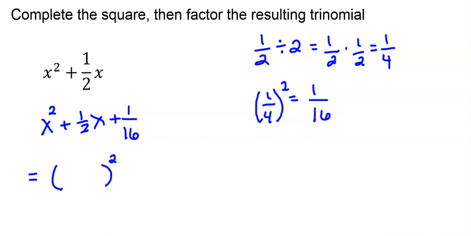The first term in the binomial is going to be x. That's where the x squared comes from. It's x times x. And to find the second term in the binomial, all we have to do is look back and see what number we got when we divided that linear term by 2. We got a 1/4. So the second term in the binomial is 1/4. So x squared plus 1/2 x plus 1/16 factors into x plus 1/4 quantity squared.